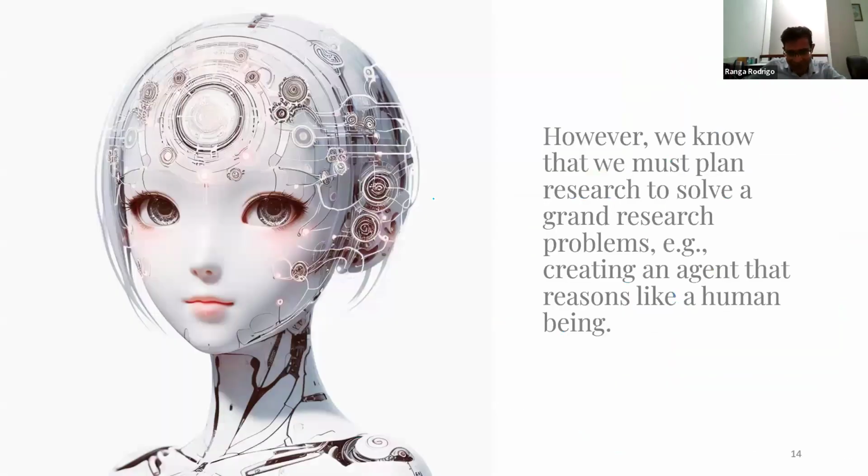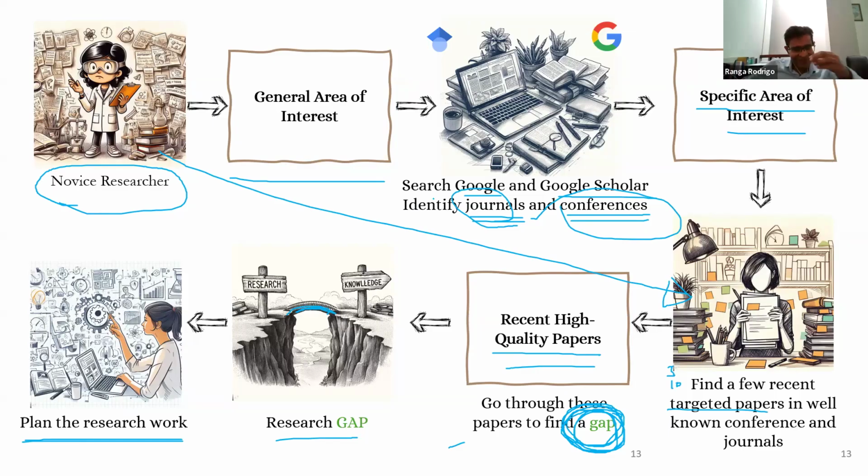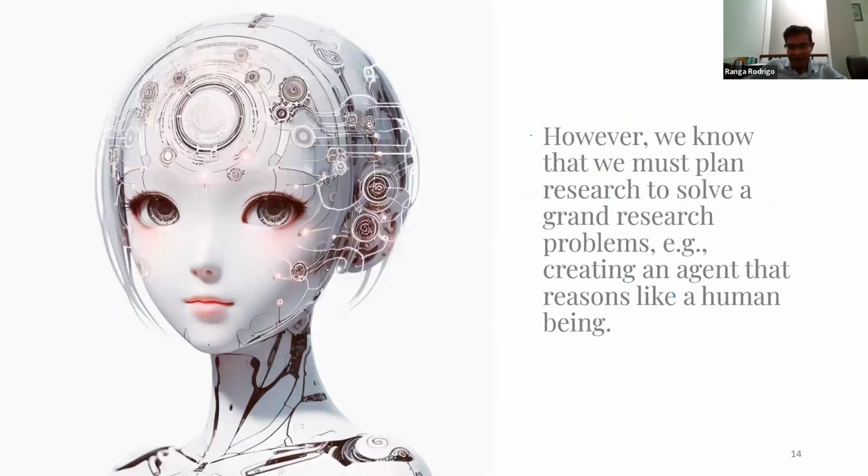Now, the process that I gave you here is a very bad process. This cannot be recommended, but maybe this is the only thing that is at our disposal. The correct thing is this. We know that we must plan research to solve a grand research problem. Maybe creating an agent that reasons like a human being, or creating a vehicle that can autonomously navigate in crowded cities like Colombo in Sri Lanka.